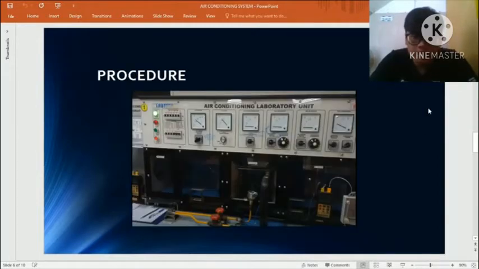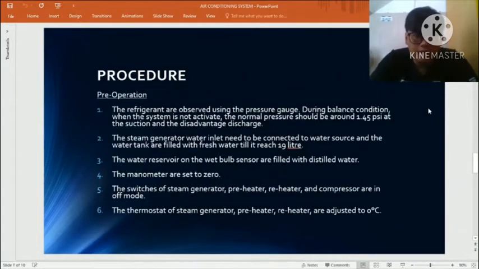So in the procedure, we will use this machine, the air conditioning laboratory unit, for these experiments. In the pre-operation, first the refrigerant pressure is observed using the pressure gauge. During the balanced condition, when the system is not activated, the normal pressure should be around 145 psi at the suction and the discharge.